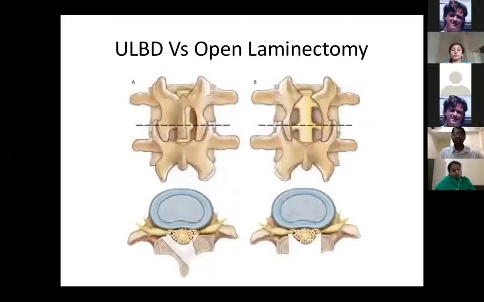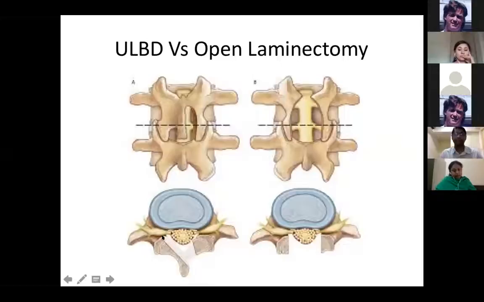So as you can see, this is the conventional bilateral laminectomy, and this is the unilateral. So unilateral laminectomy for bilateral decompression. We only open this part, just a bit of the lamina, and we undercut the lamina on the other side as well. This is how it used to be before, but now with just this opening and sparing the spinous process, we can actually access the other side as well.